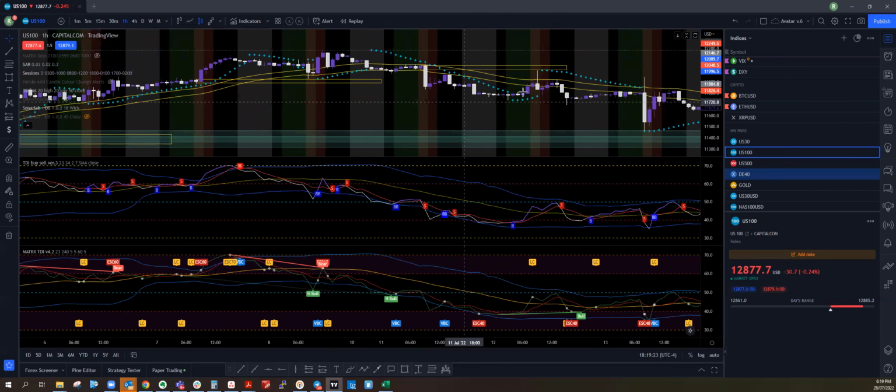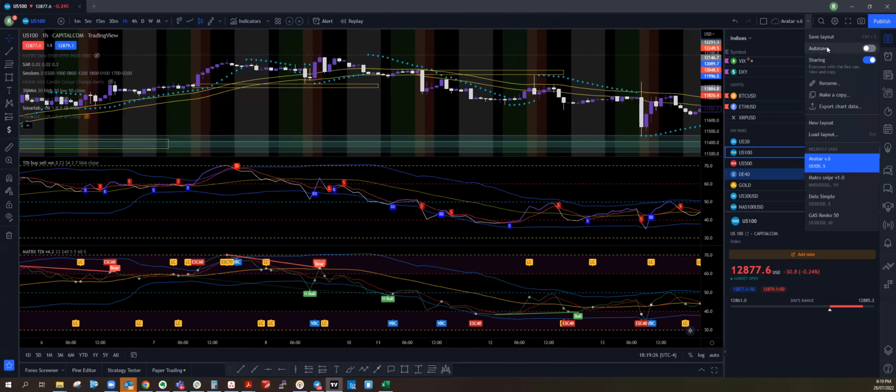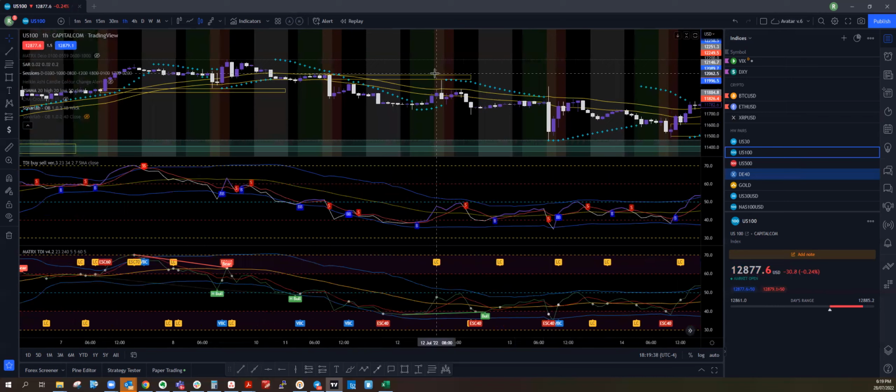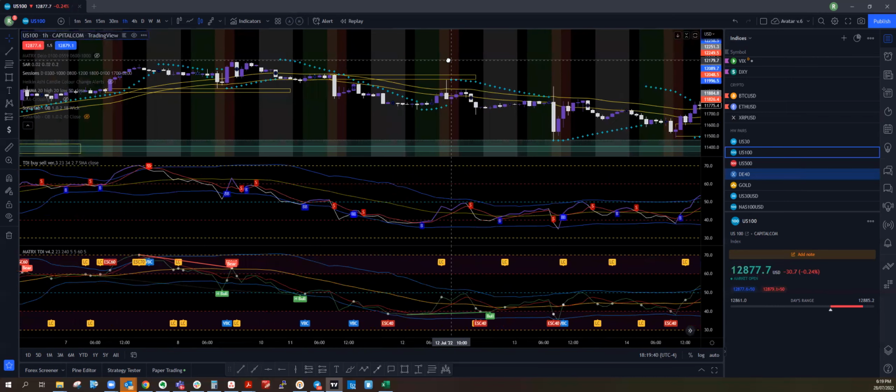But what you want to do is, I have my auto save turned off, because you don't want to save different indicators under your avatar layout. So just turn off the auto save, and whenever you want to save stuff, you just click here on the layout. So that is the avatar version 6.